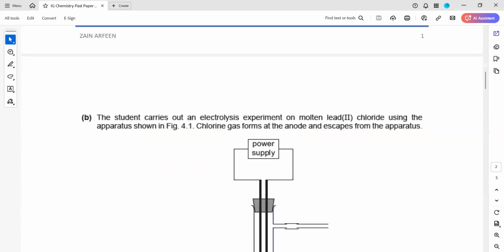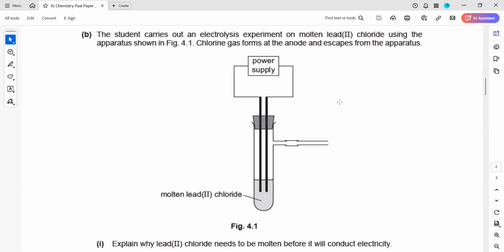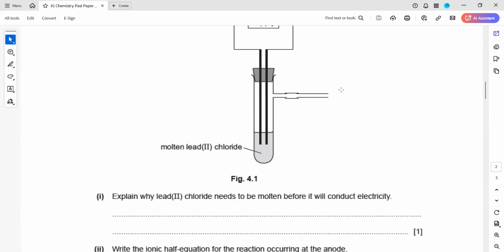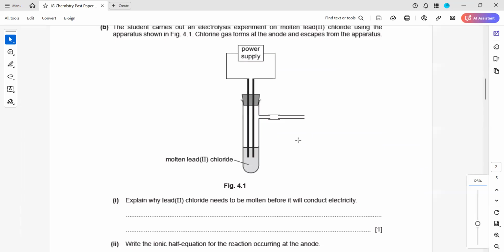Next, a student carries out an electrolysis experiment on molten lead 2 chloride. Using an apparatus, chlorine gas is formed at the anode and escapes from the apparatus. Explain why lead 2 chloride needs to be molten before it conducts electricity. Why do we need it molten? Because it's an ionic compound.